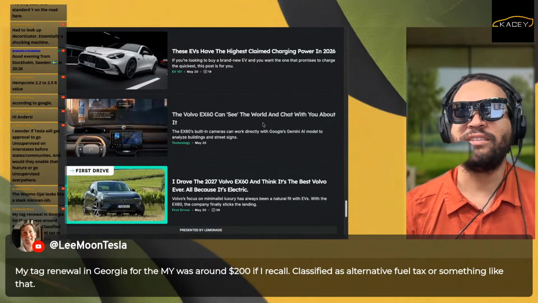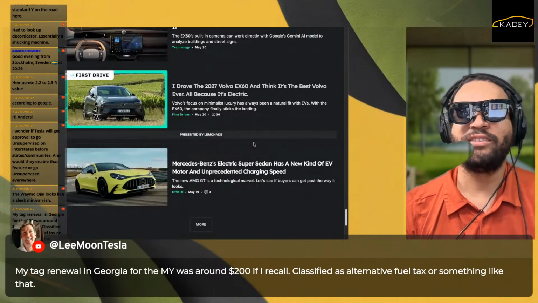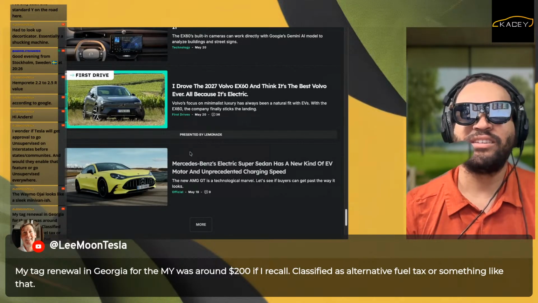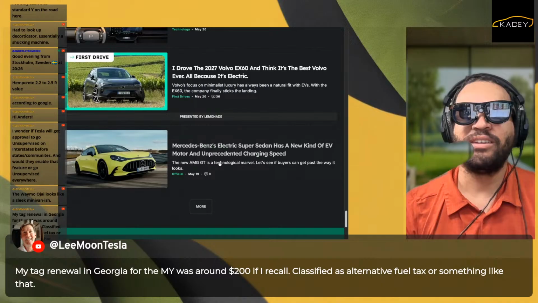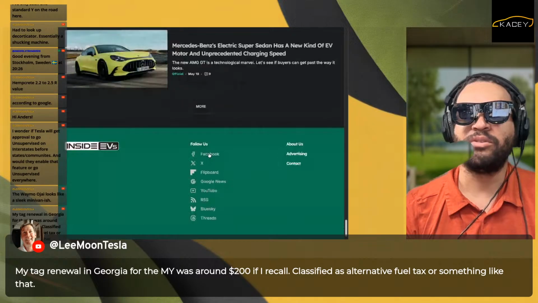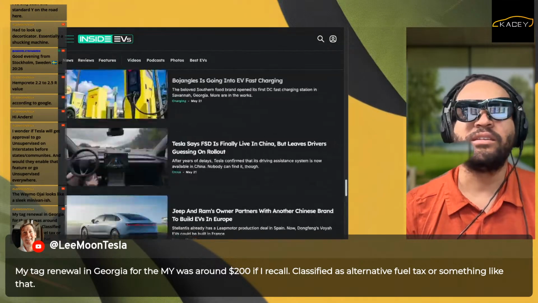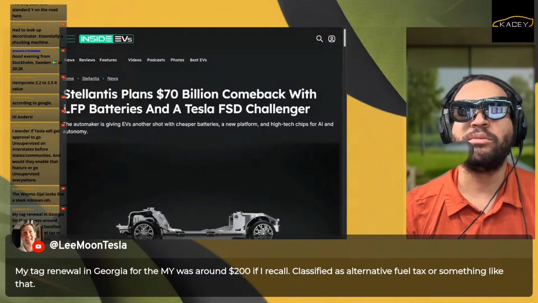That's creepy. The EX60 can see the world and chat with you about it. It's your AI chatbot companion. Keep you busy on the road. The Volvo EX60 thinks the best. New kind of EV motor. It's unprecedented charging speed. Okay, I don't really care about the speed so much, but I'm curious about that motor. I think that's enough, so let's look at these little side quests, and then we'll go on, and I'll eat this sandwich before it gets too cold.